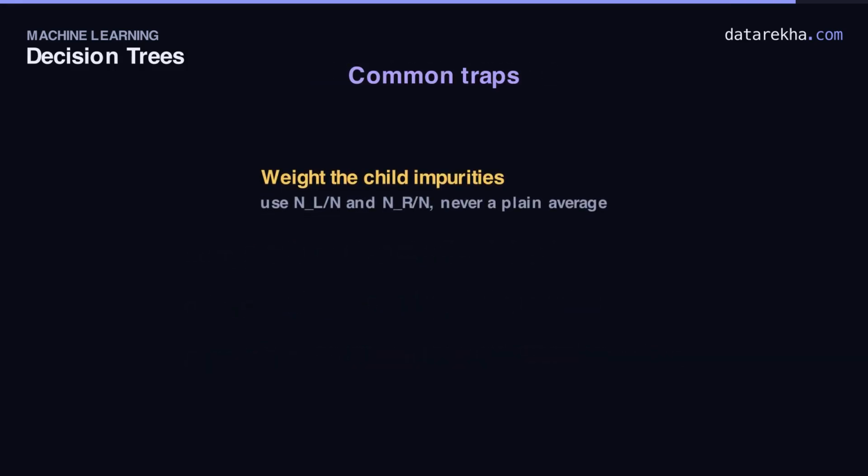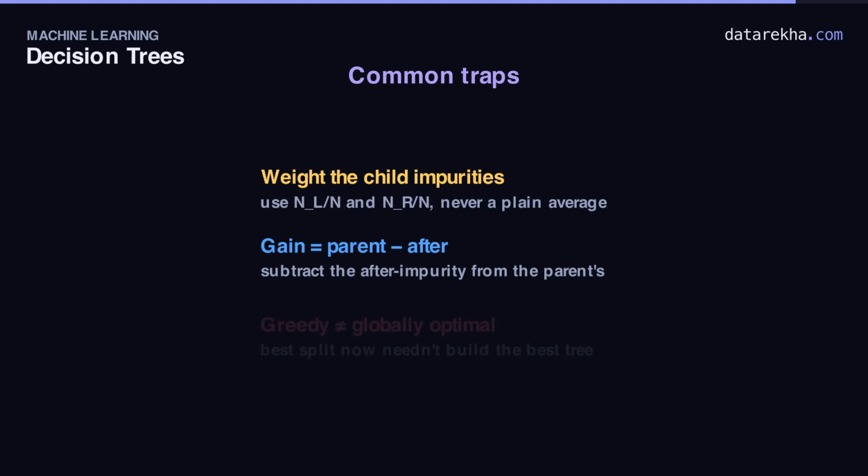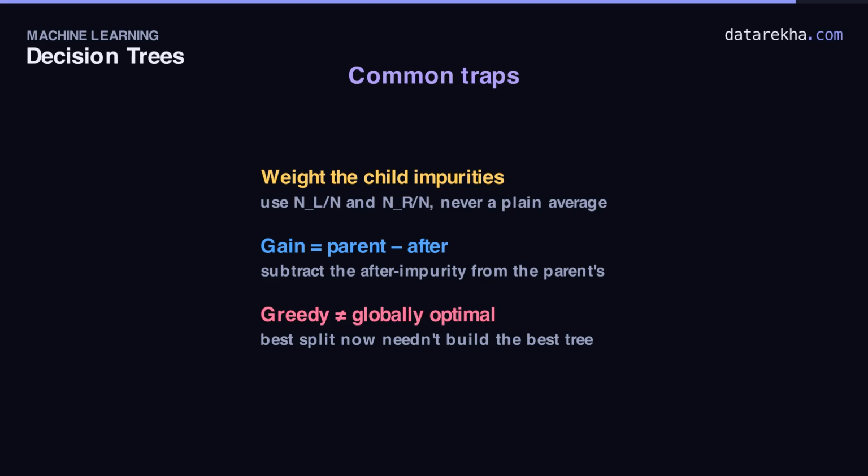Trap 1, and the big one. Always weight the children by their sample counts. A straight average of the two impurities can hand the prize to the wrong split. Trap 2. Information gain is the parent's impurity minus the weighted after impurity, not just the children's impurity on its own. Trap 3. Greedy picks the best split at each step, but that chain of local wins isn't guaranteed to be the best possible tree.